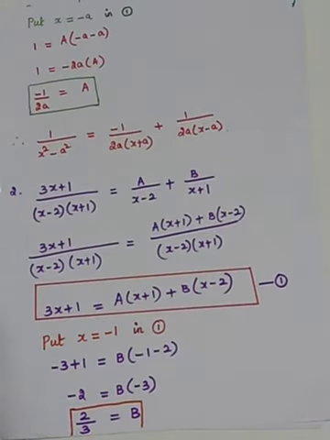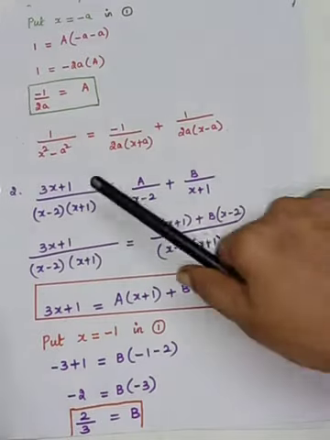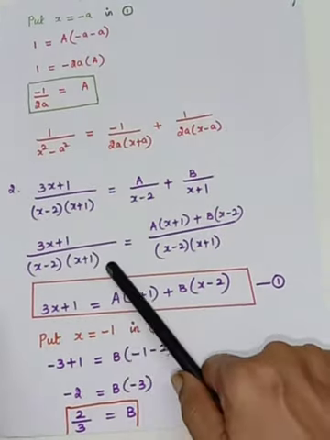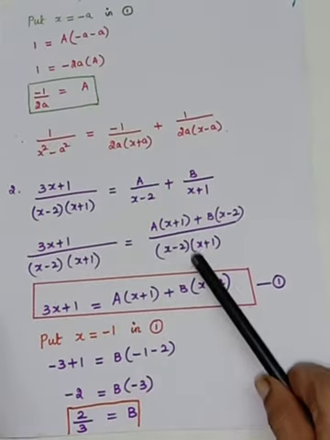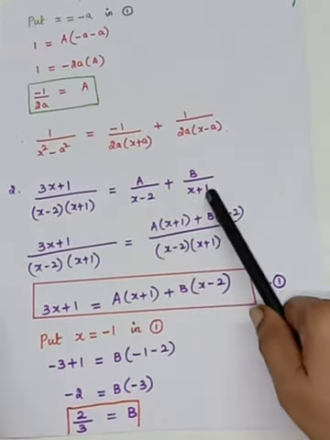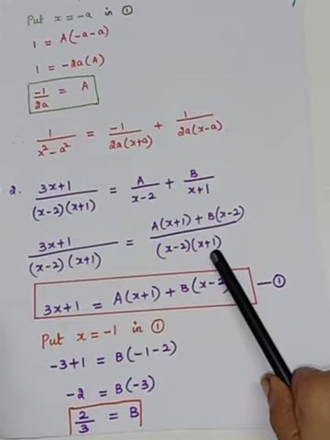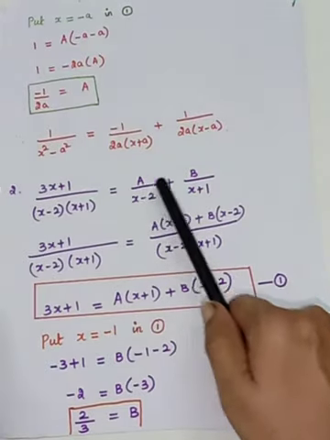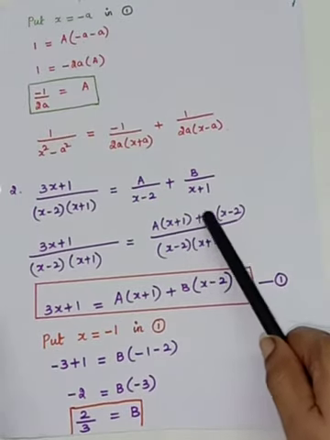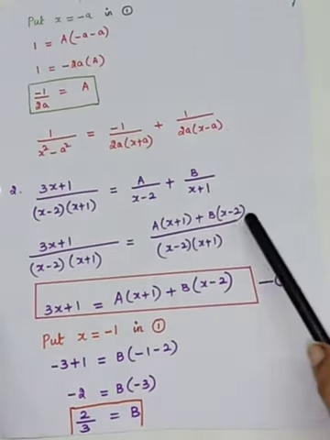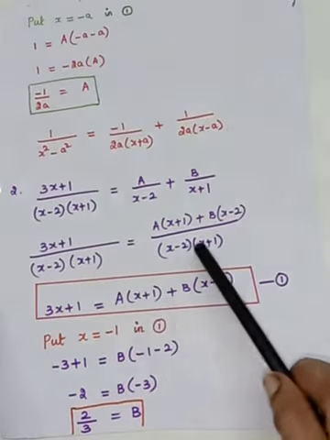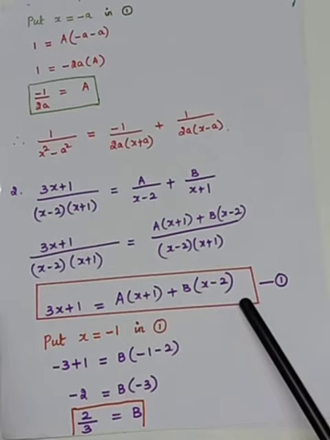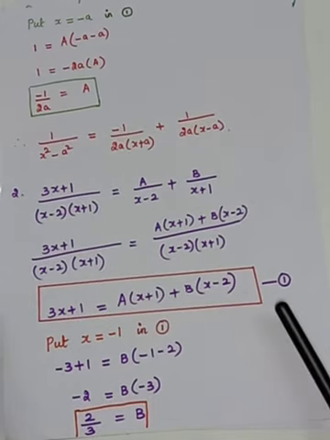For that you have to take LCM. So the left hand side term I have written as it is, and what you are having here will be the LCM. So here I have taken x minus 2 into x plus 1. Okay, so here this is the LCM. So a has to be multiplied with x plus 1, plus b into x minus 2. So the denominators are same, so we can cancel it. So we'll equate the numerator. So this step is very, very important.